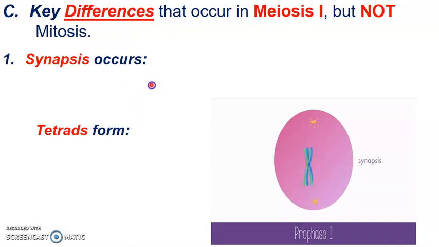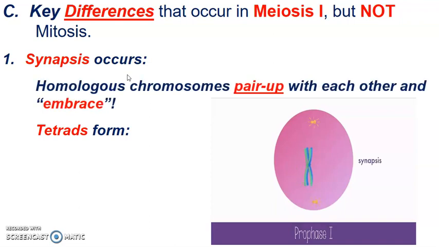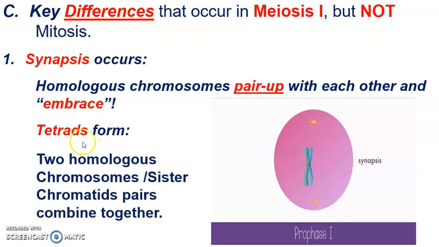The first key thing that happens is a process called synapsis, where the homologous chromosomes, the versions of a chromosome from both mom and dad, find each other and pair up. They actually give each other a big hug and embrace. If you pay attention to this little animation down here, you can see that happening. That does not happen in mitosis. So when synapsis happens, the homologous chromosomes come together. You can see the creation of homologous pairs, but they can also be referred to as tetrads.